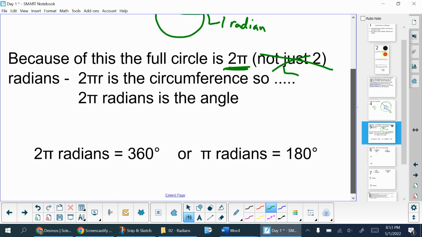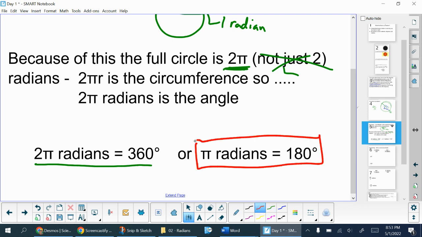And so we can write some equivalencies here. 2 pi radians is equal to 360 degrees. Or if we want to simplify it, pi radians is 180 degrees.